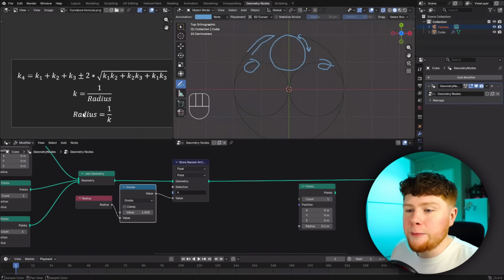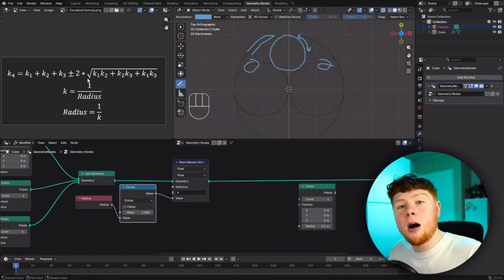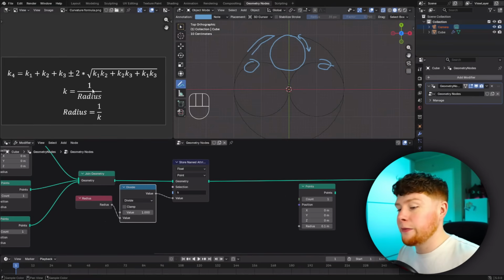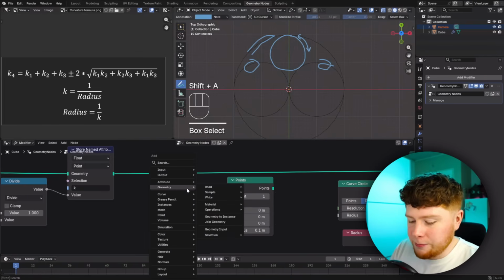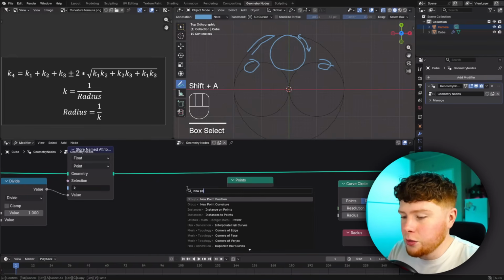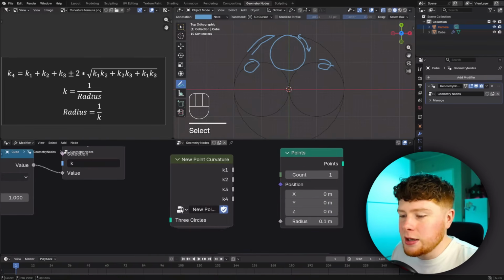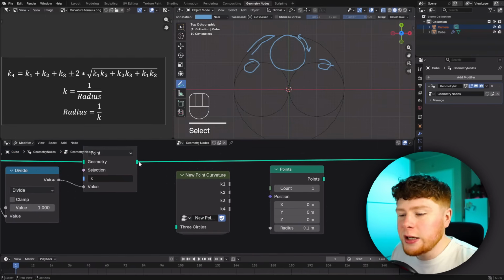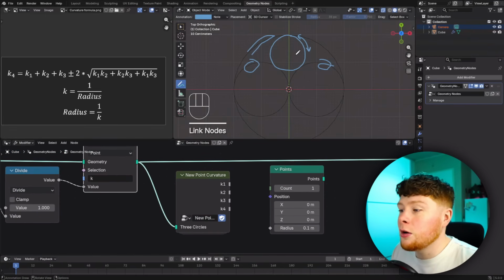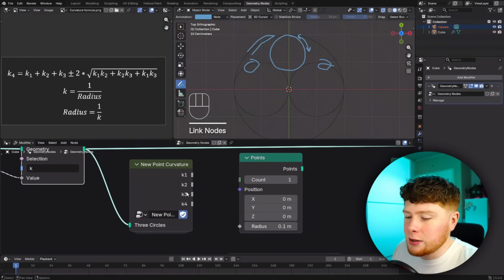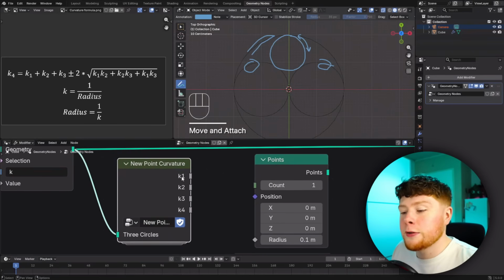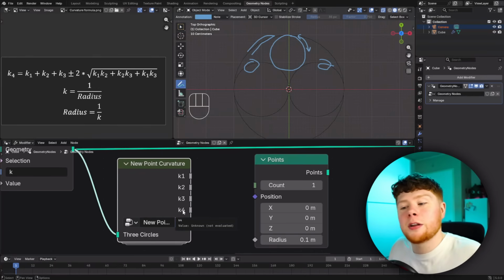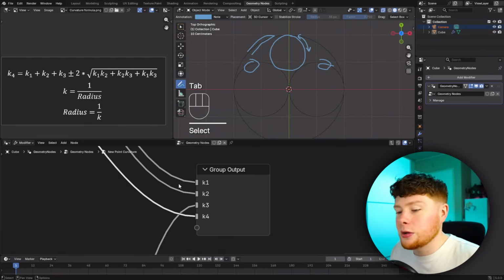And now to implement this formula, I already created a node group for that. And that node group, you can find that by doing Shift A and doing new point curvature node. And you see this node group, it asks for the 3 circles that we're going to use to calculate the next circle. And you see the output of this is the curvature of the first 3 circles and also the curvature of the next circle. And let me show you what's on the inside of this.